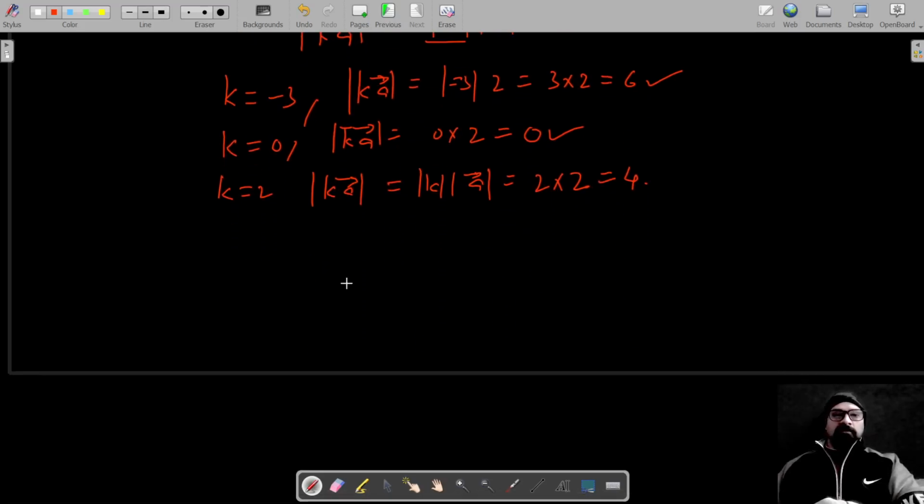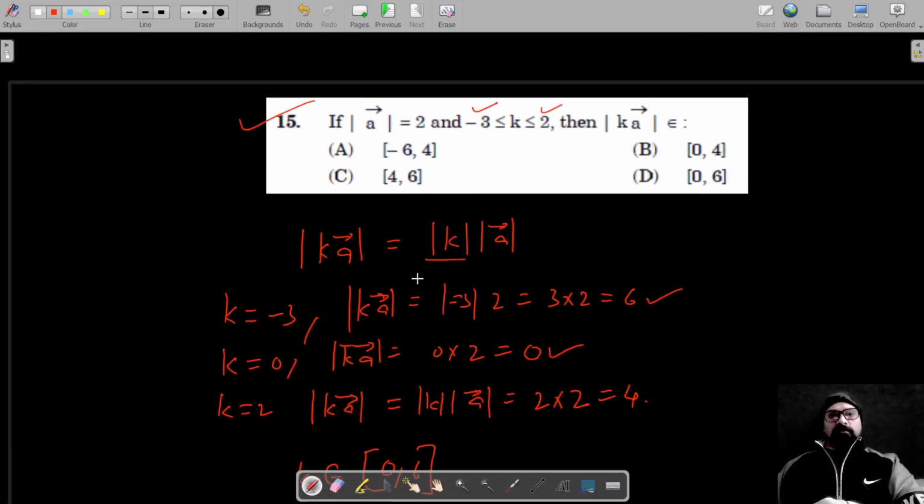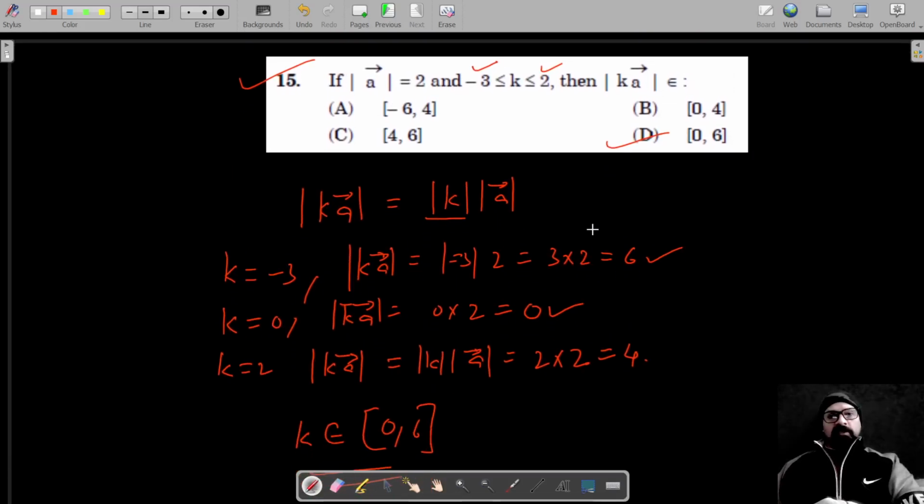Here the minimum value is 0 and the highest value is 6. 4 comes in between 0 and 6. So that means the modulus of k A belongs to the closed interval between 0 and 6, with 0 and 6 included. So D is the correct option for question number 15.